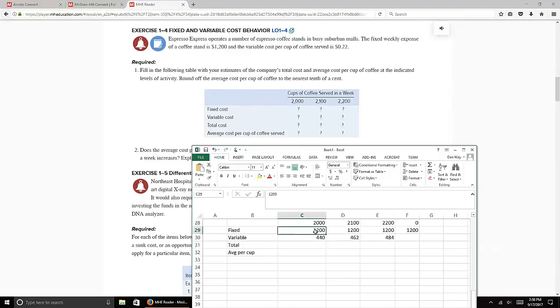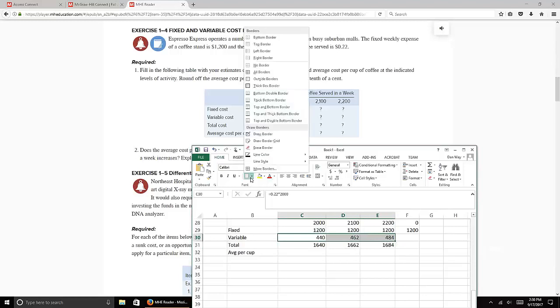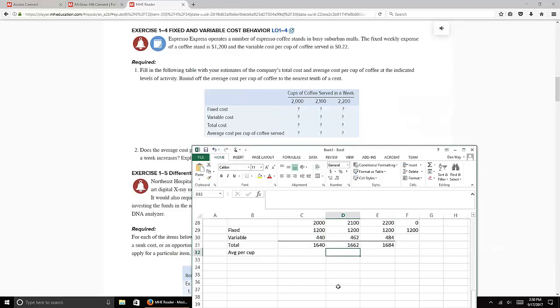So our fixed costs didn't change at all. We're assuming we're still in the relevant range here. And then our variable costs changed in total in proportion to that change in activity. So our total cost then is just our fixed plus our variable. I'm going to shortcut and drag my sum across here and just add a little subtotal bar there. So total cost, again, fixed plus variable.